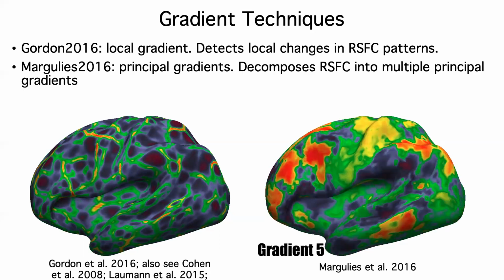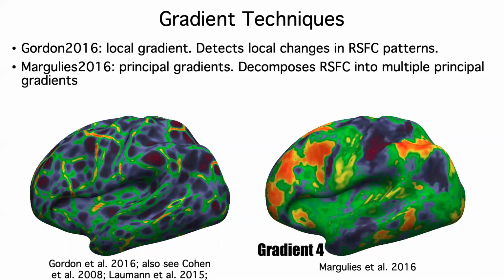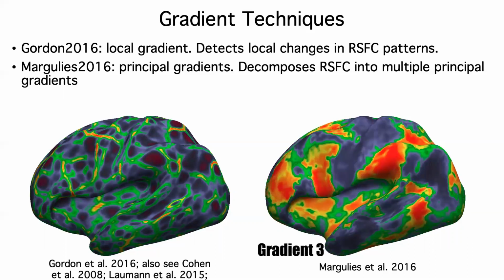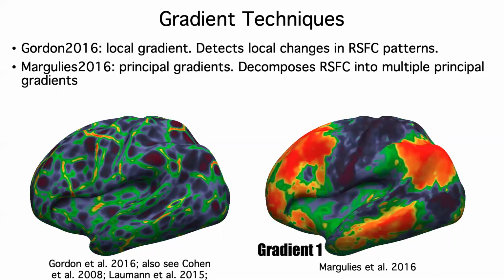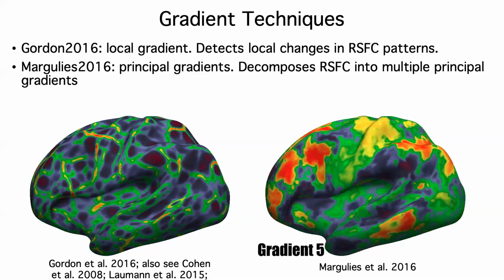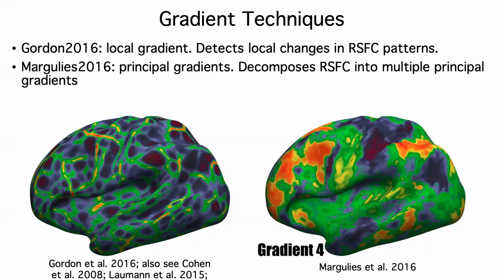We also consider the principal gradients developed by Daniel Margulies, where he applies nonlinear diffusion embedding to decompose functional connectivity into multiple principal gradients. We align gradients across subjects and pick the top 5 gradients that match very well across subjects.